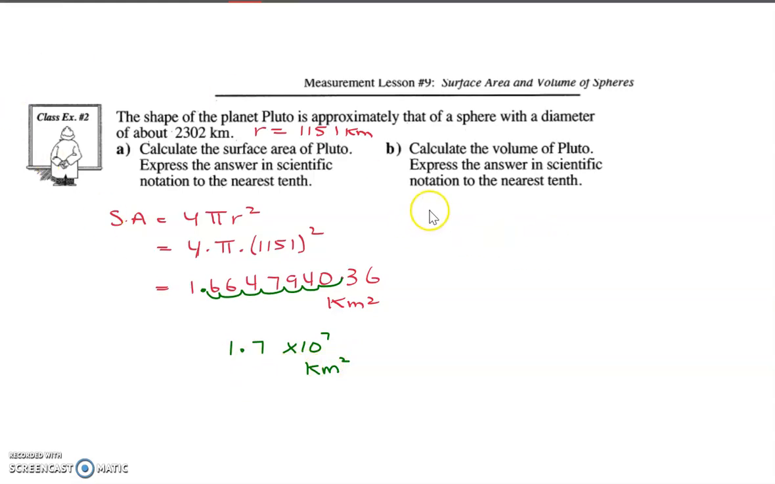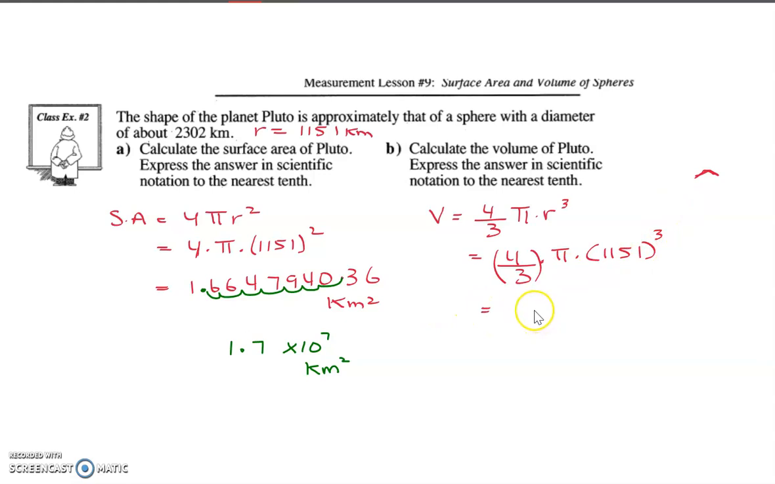Now, to find the volume, remember for volume, we have to cube it. So it's 4/3 pi r cubed. You can actually go ahead and go 4 times pi times r cubed, and then divide by 3 if you like. So it's going to be 4/3 times pi. If you want to put this together, make sure it's in a bracket, times r, which is 1151, and remember to cube it. So you can use your power button in your calculator to put the power to the 3.